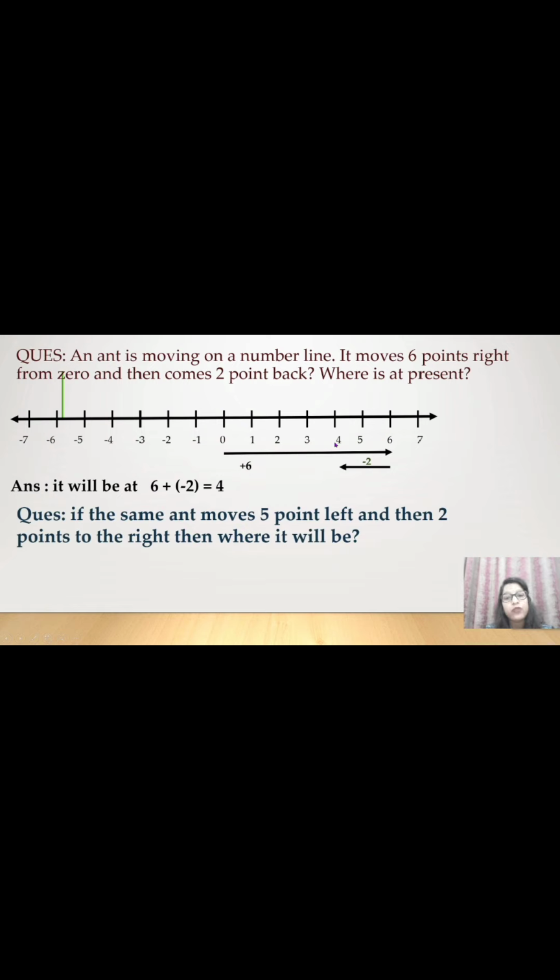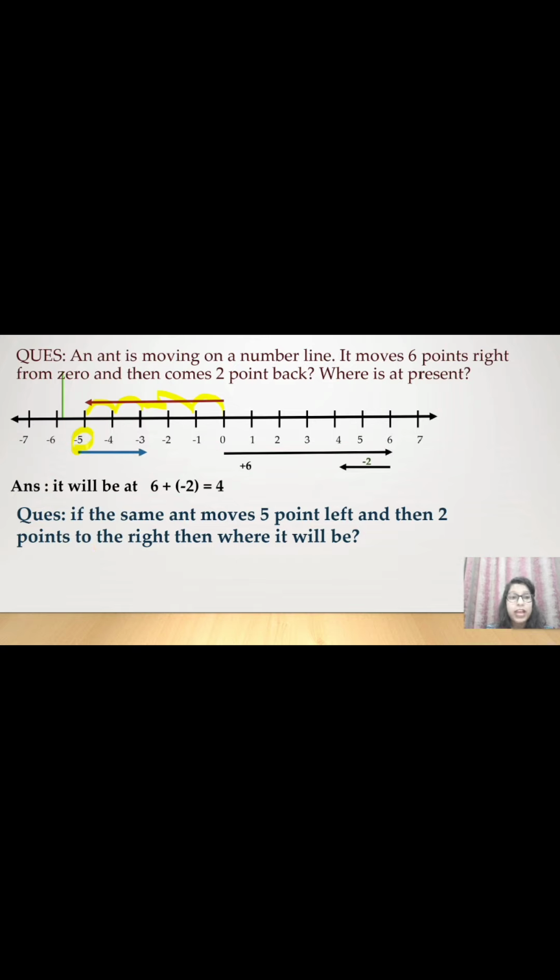If the same ant moves 5 points left and then 2 points to the right, then where will it be? So first of all we will move 5 points left. 0 से left की तरफ 5 points, यानी कि we have to go in the negative direction. Okay, 1, 2, 3, 4 and 5. Okay, we reach the point -5. And then 2 points to the right.